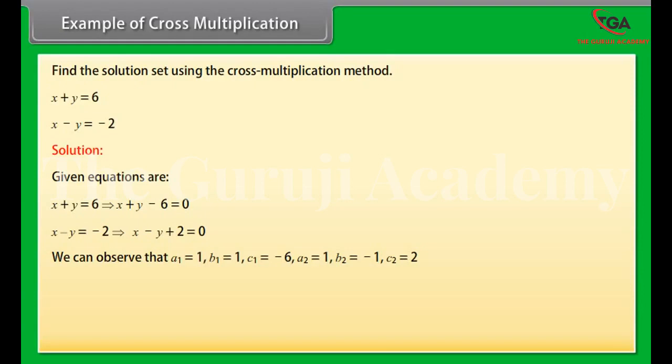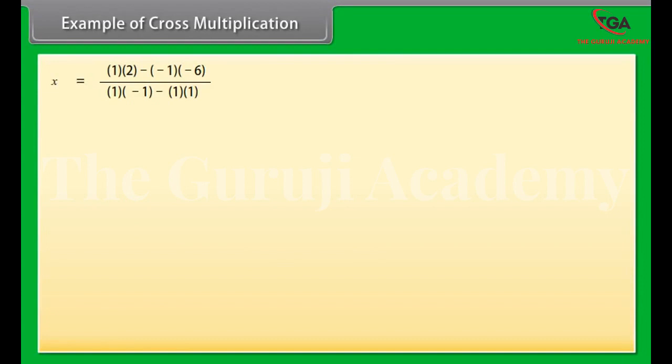Example of cross multiplication. Find the solution set using the cross multiplication method. X plus y is equal to 6. X minus y is equal to minus 2. Solution. Given equations are x plus y is equal to 6, which implies x plus y minus 6 is equal to 0, and x minus y is equal to minus 2, which implies x minus y plus 2 is equal to 0. We can observe that a1 is equal to 1, b1 is equal to 1, c1 is equal to minus 6, a2 is equal to 1, b2 is equal to minus 1, c2 is equal to 2.